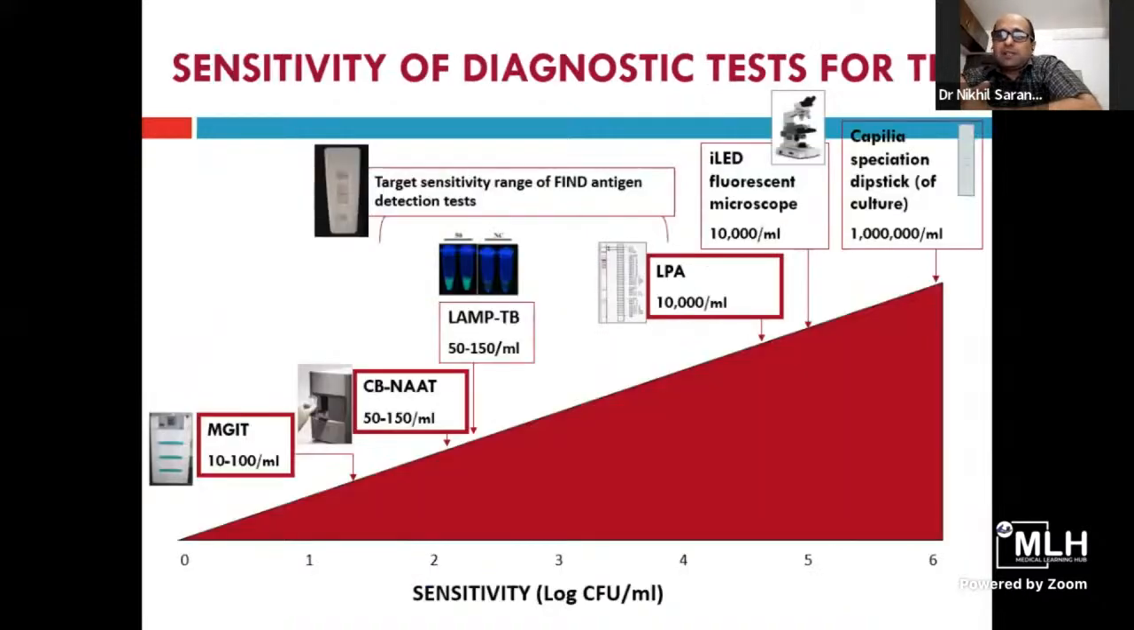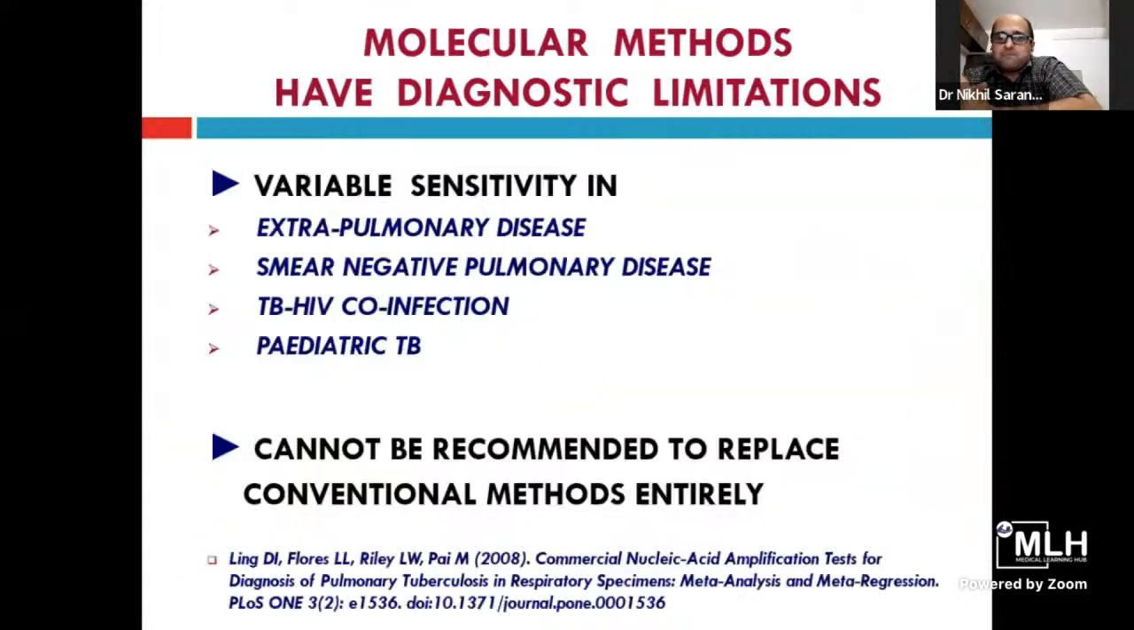So ultimately, when you look at the sensitivity of diagnostic tests for TB, the most sensitive test is your MGIT or your liquid culture, followed by CBNAAT, and then your line probe assay. So all I want to tell you is that today we are relying on molecular methods. They are a standard of diagnosis and treatment, no doubt. But there is variable sensitivity in extrapulmonary disease, smear negative pulmonary disease, TB-HIV co-infection, and pediatric tuberculosis. And therefore, in some cases, they cannot be recommended to replace conventional methods entirely. Next, and I'm going to demonstrate this by the case which I'm discussing with all of you.